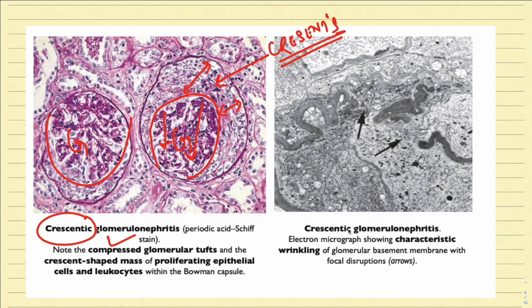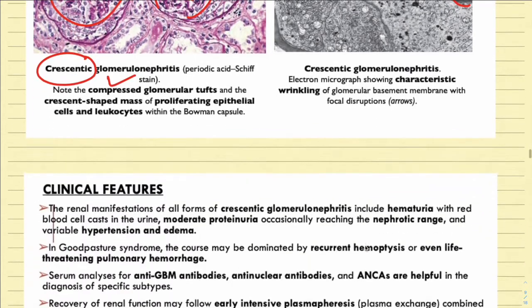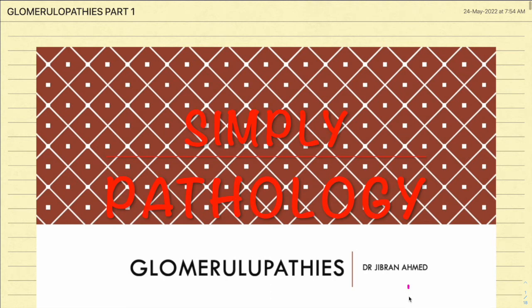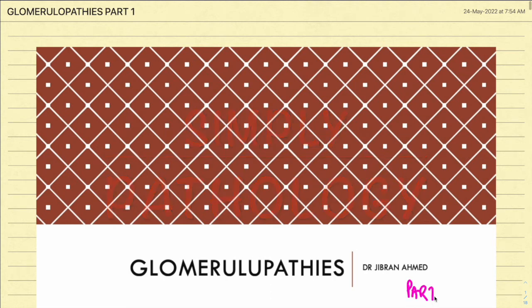Under electron microscopy, be it type 1, 2 or 3, you will see characteristically that there is a wrinkling. The glomerular membrane has been wrinkled, and at places you will see that it is deficient. So there are focal disruptions of the glomerular basement membrane which are seen in case of crescentic glomerulonephritis. So today's topic of discussion is glomerulopathies part 1.